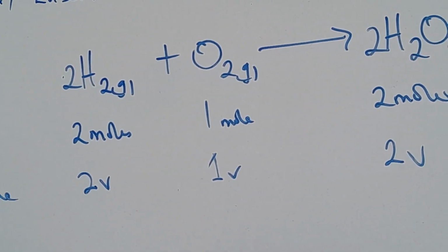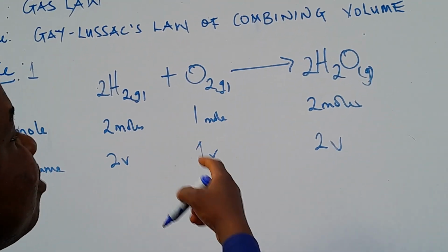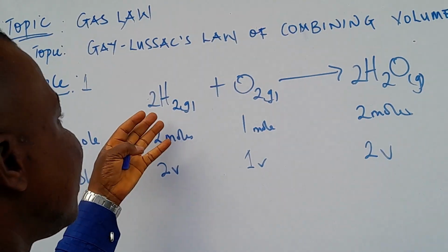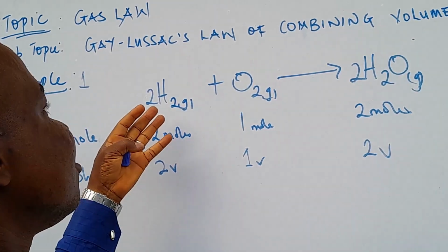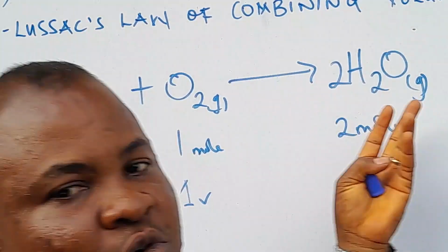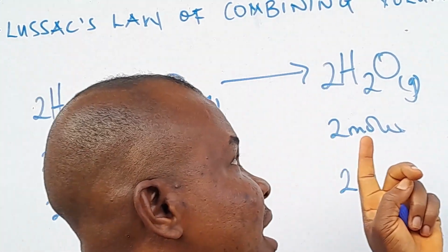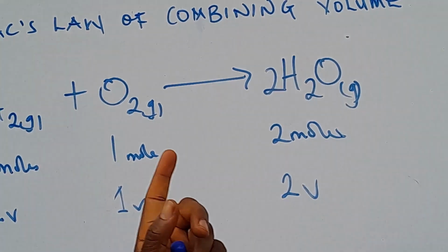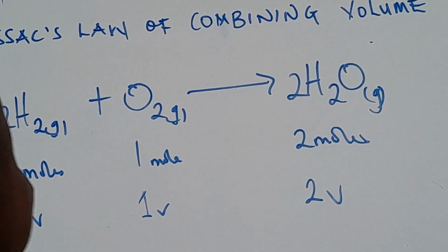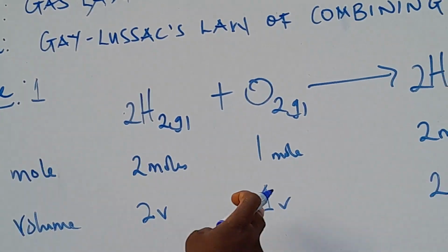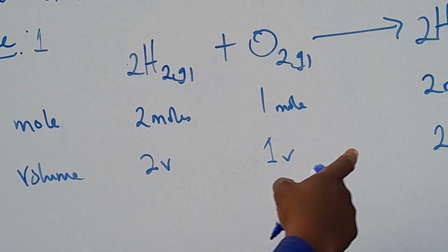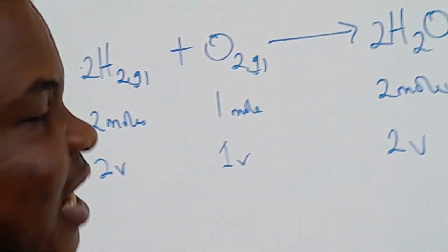What does this simply mean? It means that anytime two molecules of hydrogen gas are reacted with one molecule of oxygen, you are producing two of water in gaseous state. It's steam rather. You're producing steam. Now what we are saying here is that whatever value you have for hydrogen, you're going to have half of it for oxygen, and whatever value we have for hydrogen is the same value we have for the product. That's the meaning of this statement.